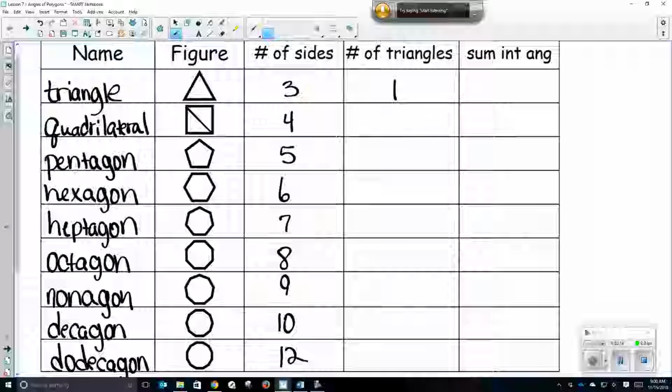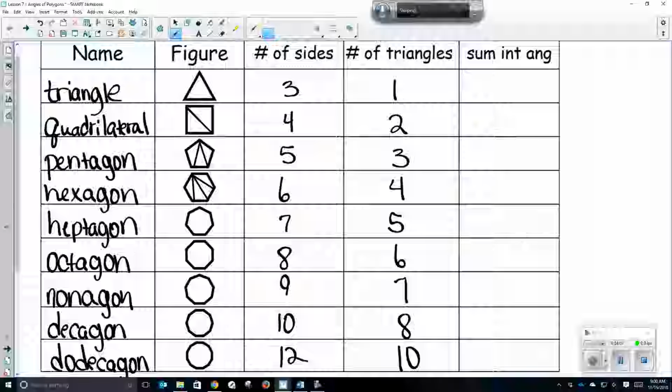So there are 2 triangles in a quadrilateral. Here, I can only do that 2 times in a pentagon. So there are 3 triangles. In a hexagon, there are 4 triangles. So what's the pattern here? How many will I have here? 5, 6, 7, 8, 10. Okay. Now, you may wonder, why am I doing this?